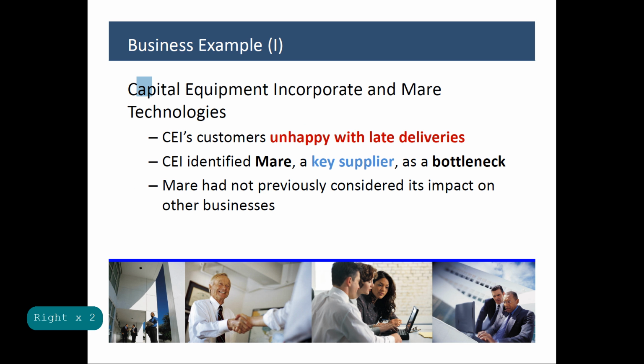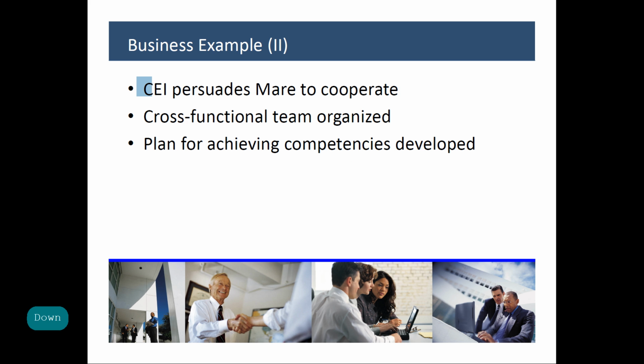This is a company called Capital Equipment Incorporated with its supplier that is called Mare Technologies. So the Capital Equipment Incorporated company was unhappy with late deliveries of their supplier, and they identified Mare Technologies as being a key supplier and also a bottleneck to their materials and deliveries coming up. And this company, the supplier, was not aware that they would actually impact other businesses such as Capital Equipment Incorporated.